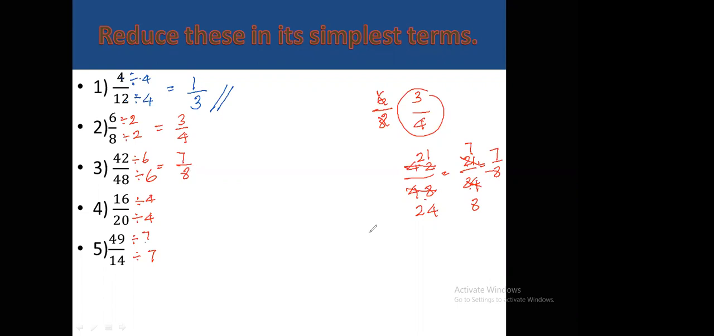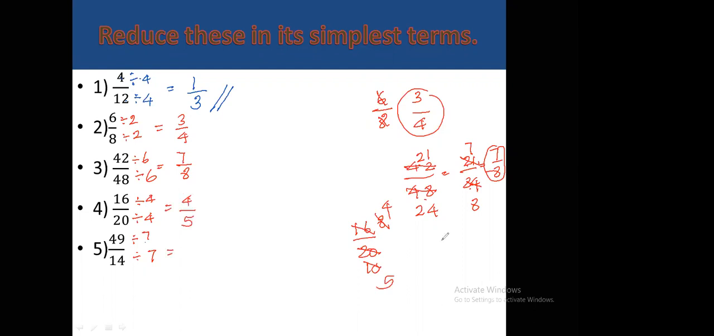Like this one, 16 over 20. Then we have to write it in simplest form. Anymore, we can't simplify this one. Right? Now, divide this by 2, 8. Divide this by 10. Again, divide by 2, 4. Again, divide by 2, 5. Then you can write the answer 4 over 5.